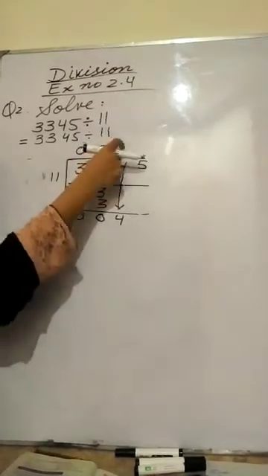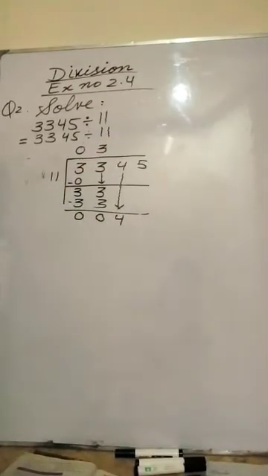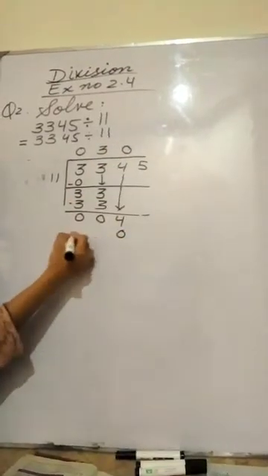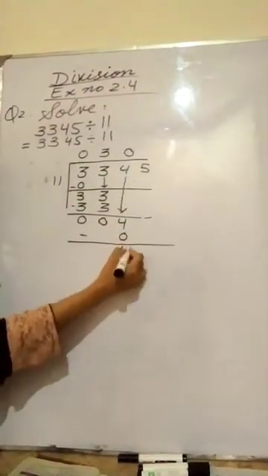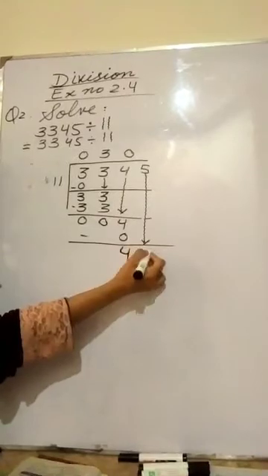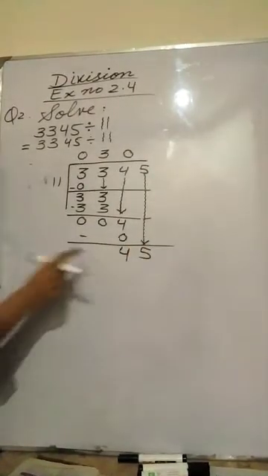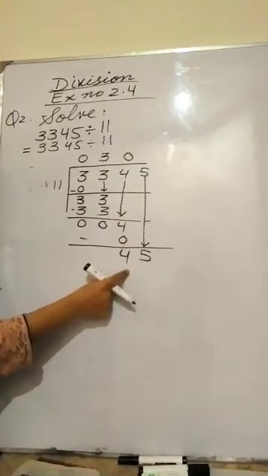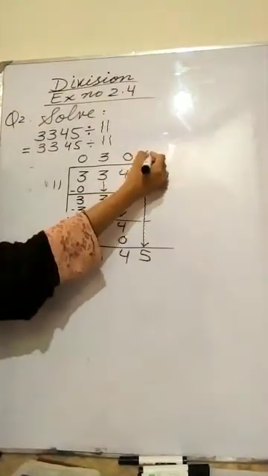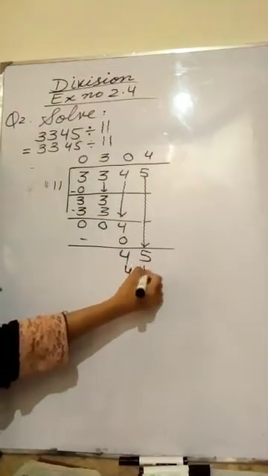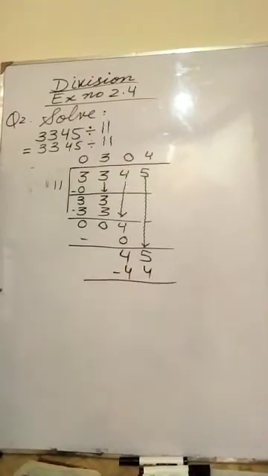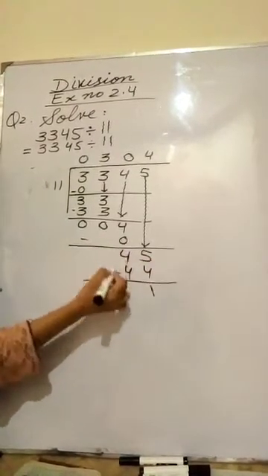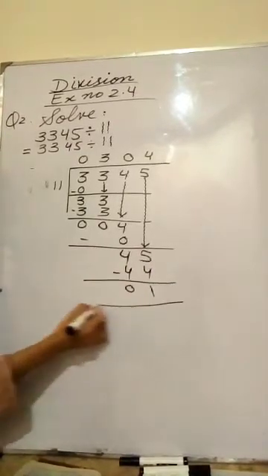Now 11, 1 time 11 is not possible. So 11, 0 times 0. 4 minus 0, 4. Write down the next number, 5. Now we have 45. 11, 5 times 55 is not possible. 11, 4 times 44 is the nearest and smallest one. Now 5 minus 4, 1, and 4 minus 4, 0.